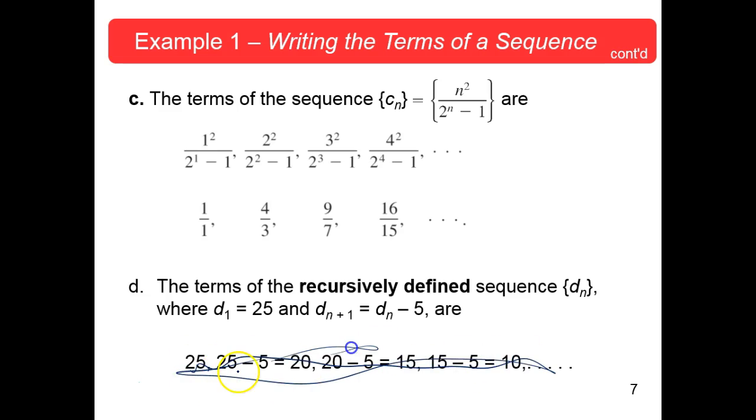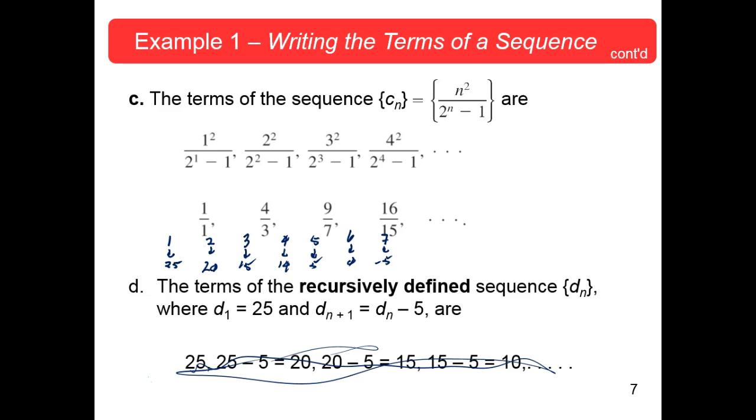They don't give us much room to do this. So we got 1 mapping onto 25. They told us what that was. 2 would map onto D sub 1 minus 5, which would be 20. 3 would map onto 15. 4 would map onto 10. 5 would map onto 5, 6 would map onto 0. 7 would map onto negative 5. Okay? Certainly a decreasing sequence, right?